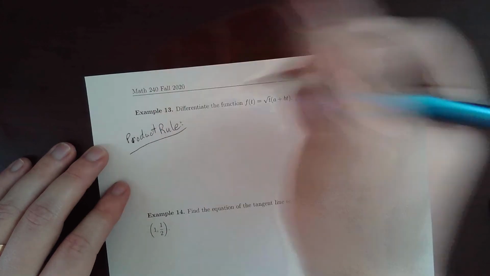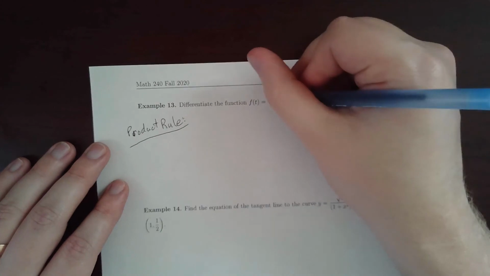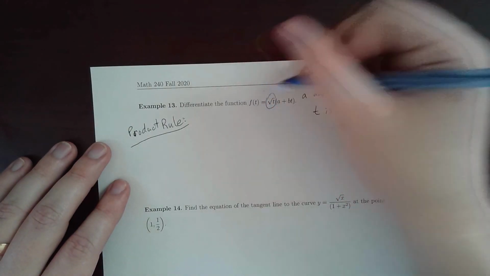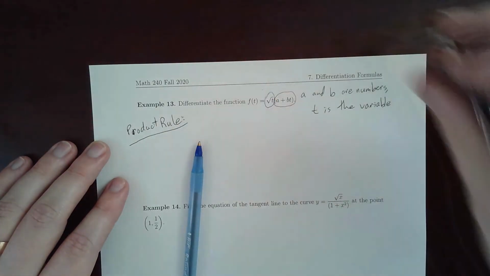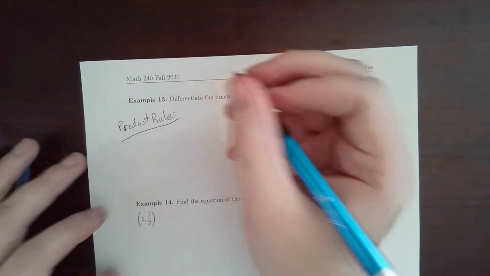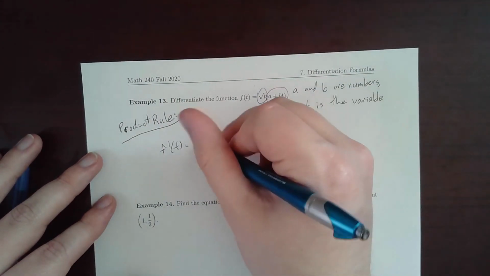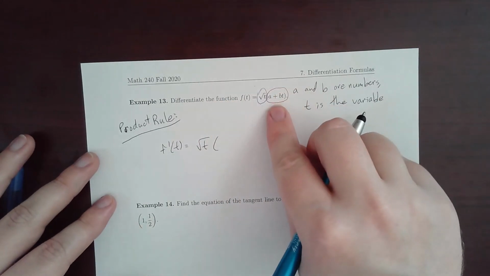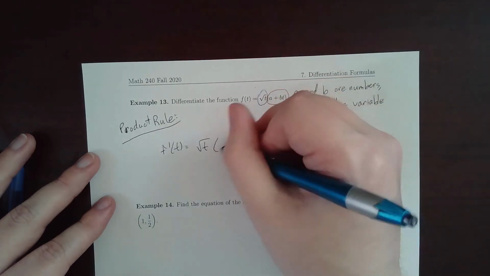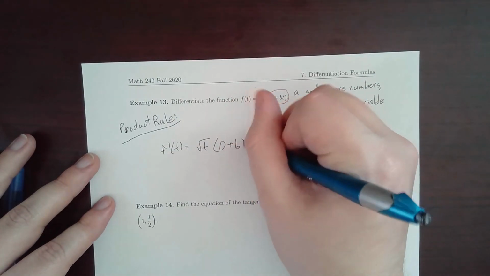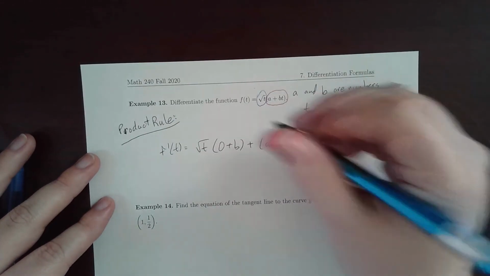And so in doing the product rule, this can be our first function, and this can be our second function. So then our f prime of t will be the first times the derivative of the second. So a is just a constant, so it's 0. And b times t will just give us b, so 0 plus b, plus the second, a plus bt, times the derivative of the first.